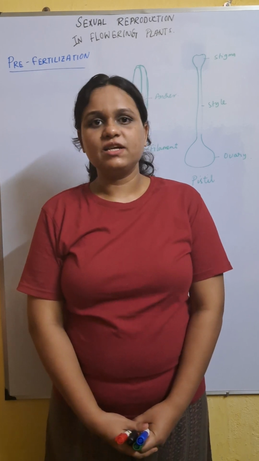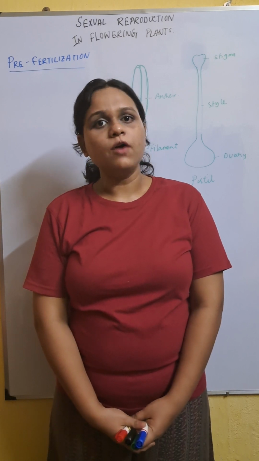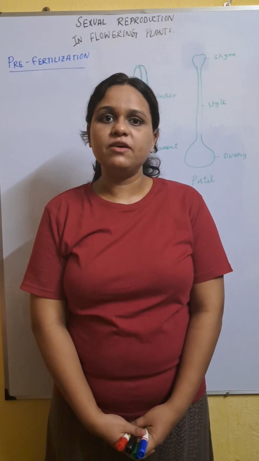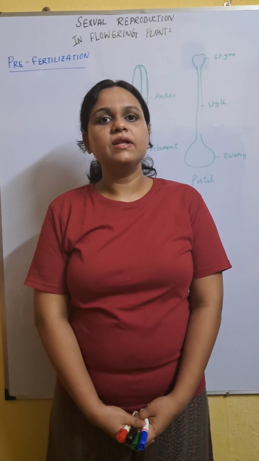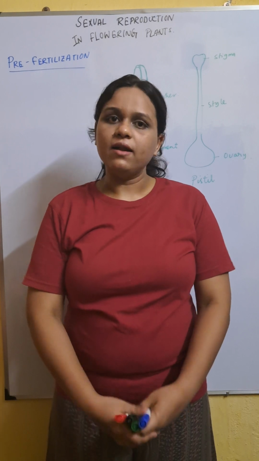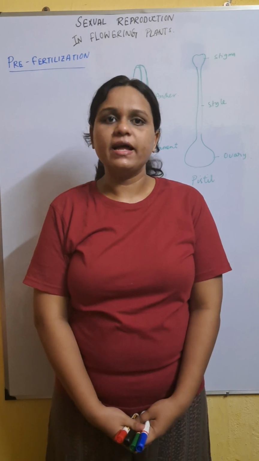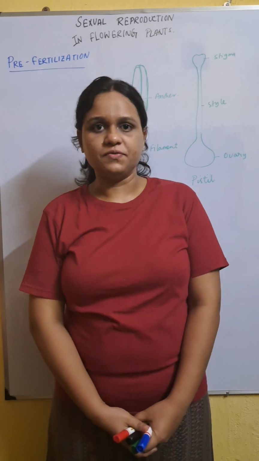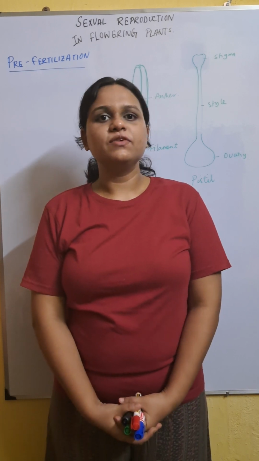In the previous lecture, we have learned about the sporogenesis process of angiosperms as their pre-fertilization process. In today's class, we will learn about pollination, which is another pre-fertilization change occurring in flowers of angiosperms and gymnosperms as well. So, without wasting any time, let's start with our topic.